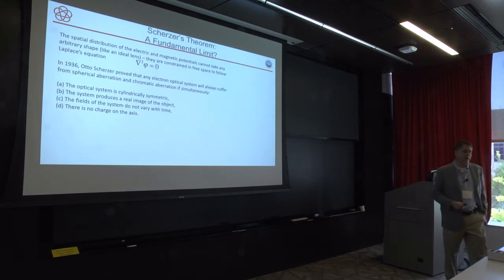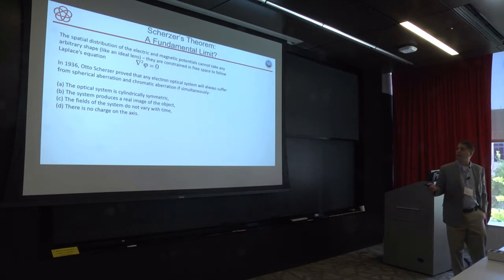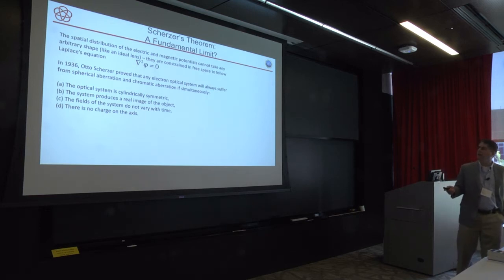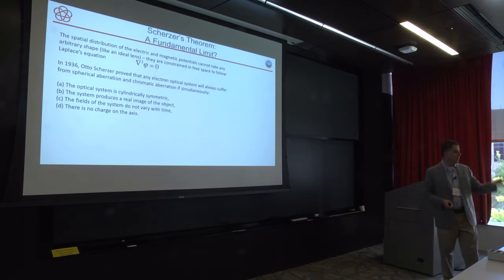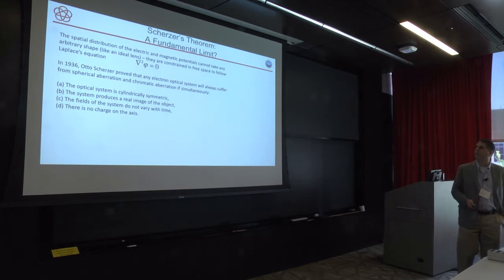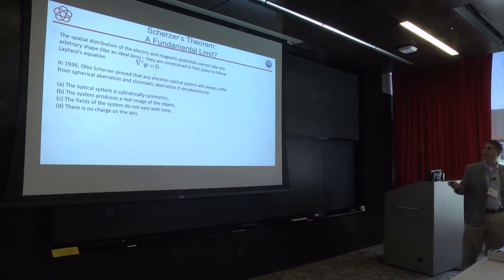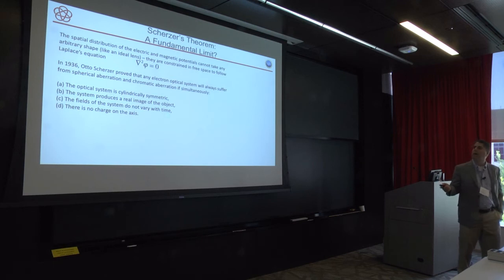The curvature of my electromagnetic fields is just too curved to act as a lens, and that means that any lens will have both spherical and chromatic aberration, and they're both positive and non-zero. And these are the conditions under which this is true, and this was proved in 1936. If I have a cylindrically symmetric optical system, I need a real image, and I need a real image because I actually want to do something with it. The fields are not time varying, and there's no charge on the axis. And with these constraints, it's impossible to get a better lens.